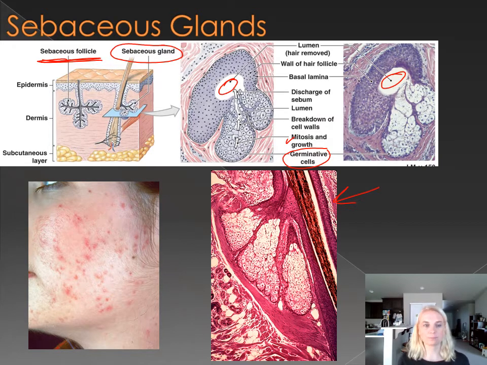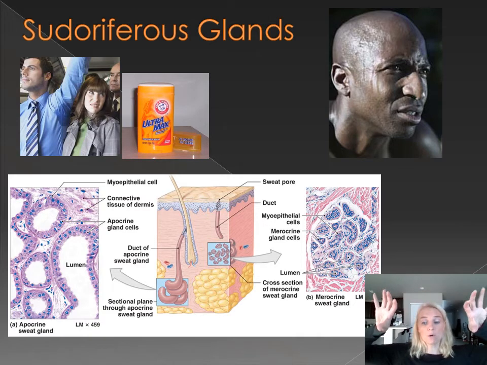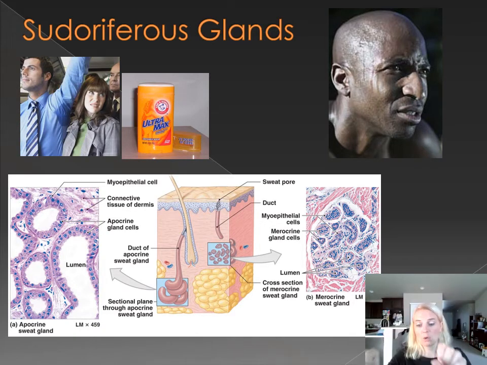Okay. The next gland is our Pseudoriferous gland, right? That's a fun word to say. Pseudoriferous glands are sweat glands. So we have two overarching groups of glands: sebaceous glands, which are oil, and Pseudoriferous glands, which are sweat glands. But of the Pseudoriferous glands, we have two types of those glands as well.